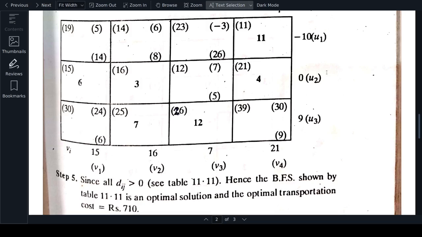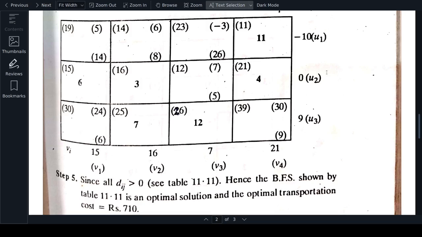So in cell number 1, 1, what is Ui plus Vj? Ui plus Vj means what? Cell number 1, 1, Ui plus Vj means U1 plus V1. Right? U1 plus V1 means U1 is minus 10 and V1 is 15. So minus 10 plus 15 is 5.